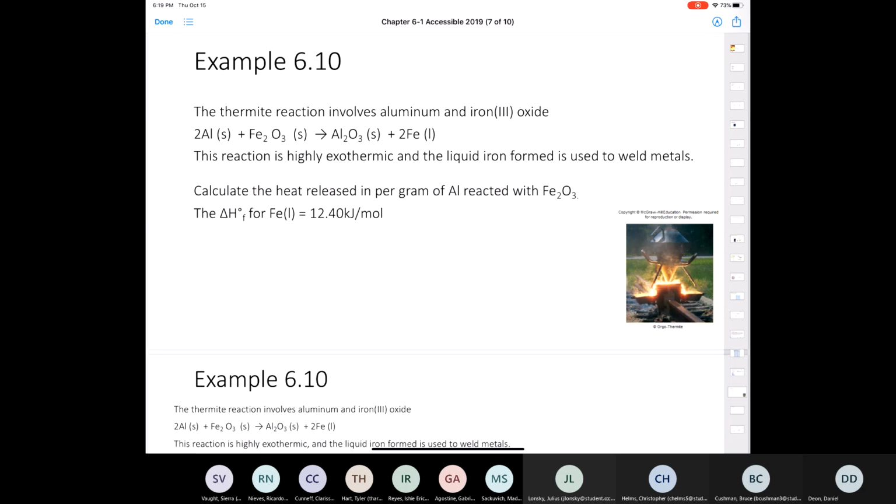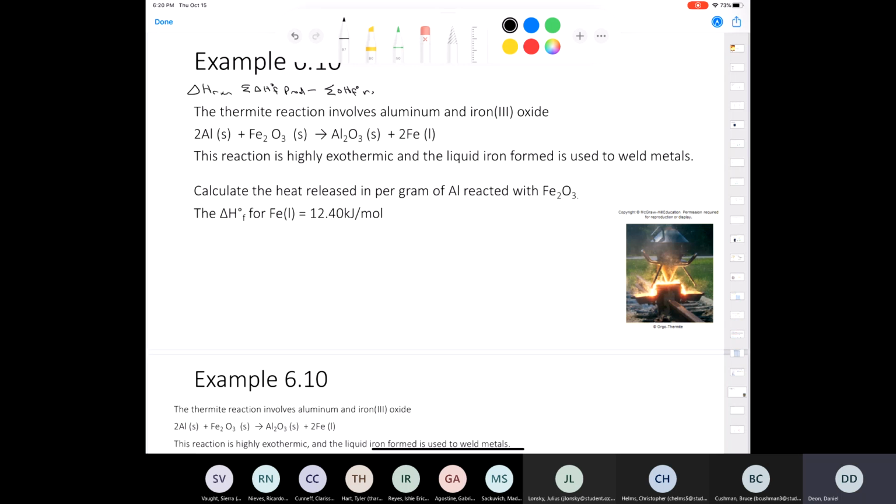To solve this question, we're going to use the formula for delta H of a reaction, which is: the delta H of the reaction is equal to the sum of the delta H of formation of the products minus the sum of the delta H of formations of the reactants.